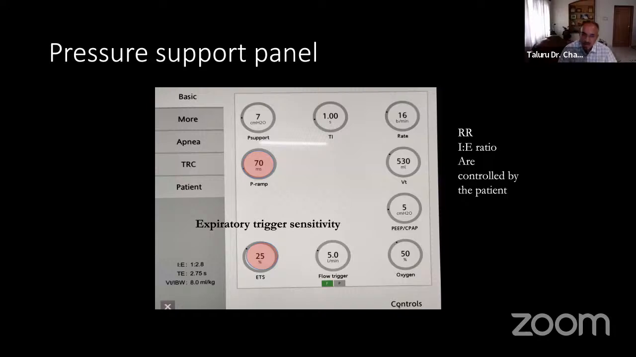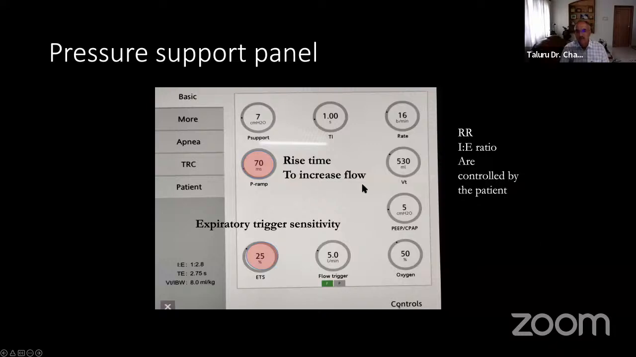If somebody is capable of drawing 5 liters of volume into his lung per minute, probably he should not be on a ventilator, isn't it? So what should the trigger value be? Yes, good, 1 to 2. So these are the two things. This is the ramp, the rise time. This is the expiratory trigger sensitivity. These are the two settings you can alter. So how do we alter them?